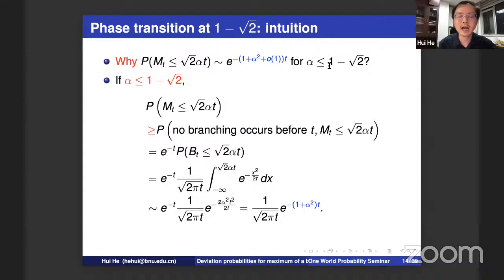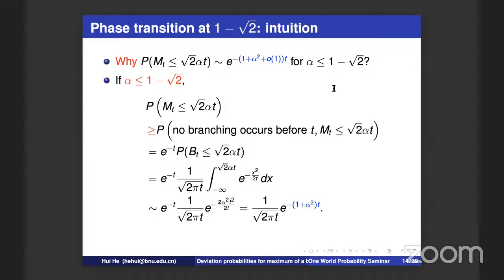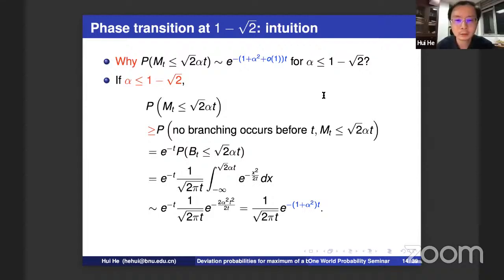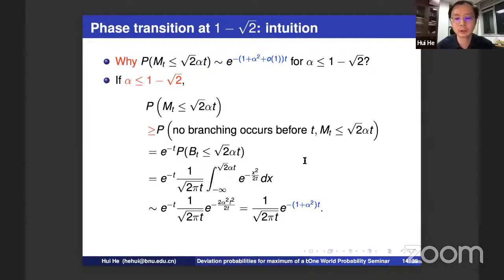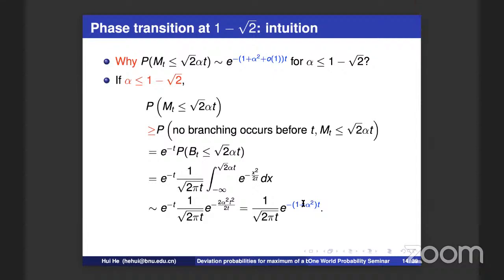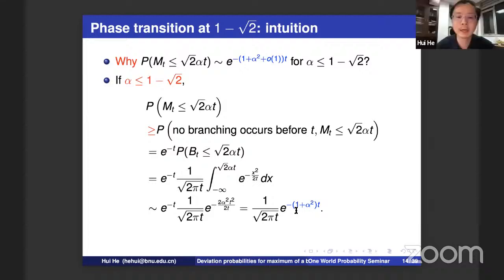So this lower bound holds for any positive alpha, right? This lower bound is okay for any positive alpha. But it is not the right bound if alpha is larger. The role of this bound: if alpha is less than 1 minus square root 2, it's the right bound. But alpha smaller than 1 minus square root 2 means alpha is negative, correct? Yes, alpha could be negative.